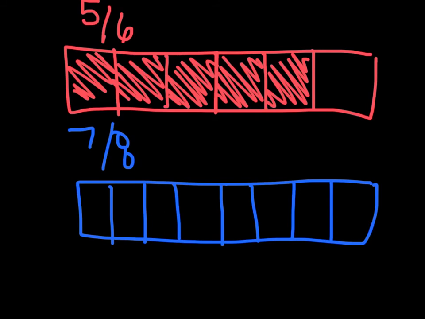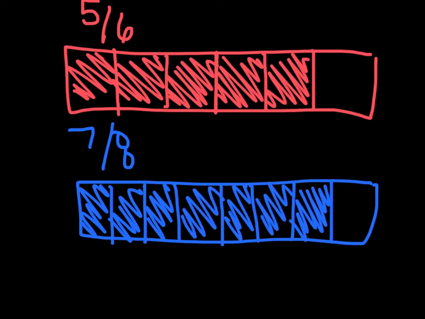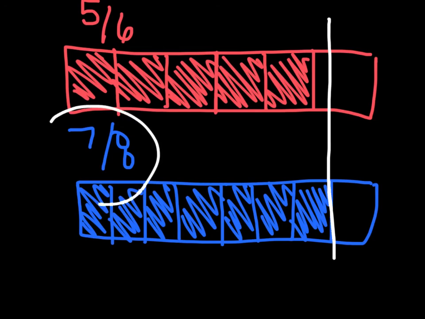And then down below, I'm going to do 7. 1, 2, 3, 4, 5, 6, 7. Okay, now if I extend my line, I see that my largest point is here. Okay, and which one was more? Should have been your 7/8.